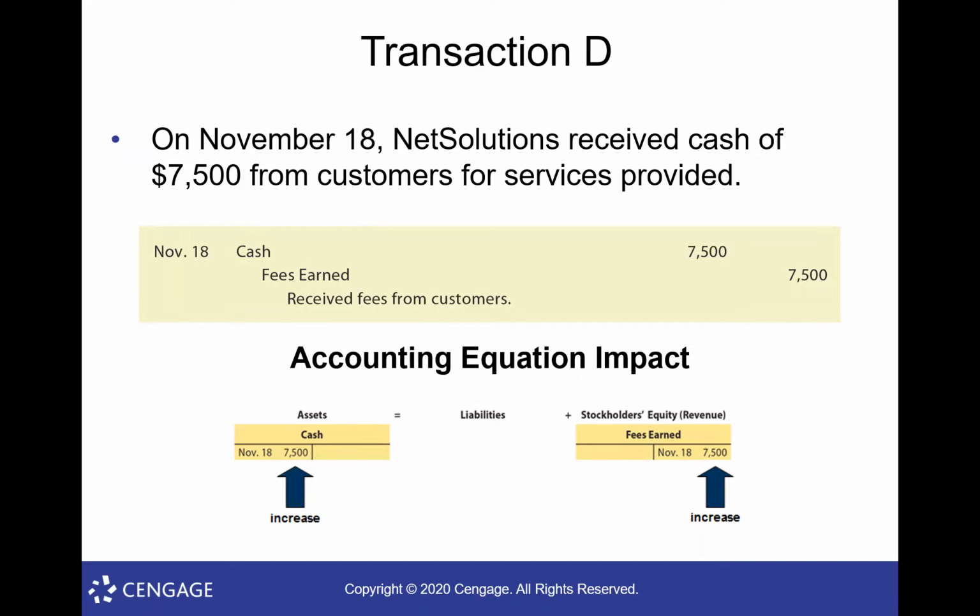Let's see. So we received cash of $7,500 from customers for services provided. So cash is going up. Cash is an asset, so that's going to go up with a debit. And then fees earned, was the term they're using here, is a revenue, and revenues increase with a credit. So my journal entry will be debit cash, credit fees earned.